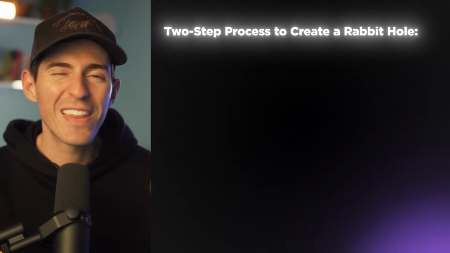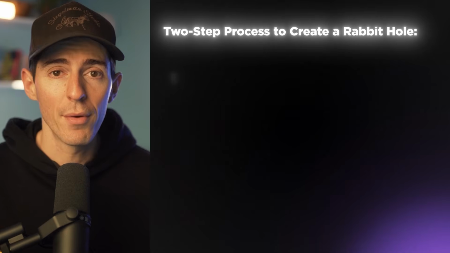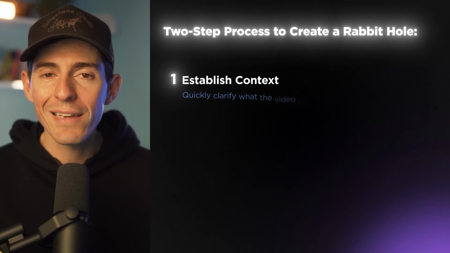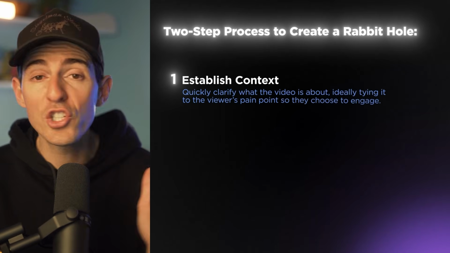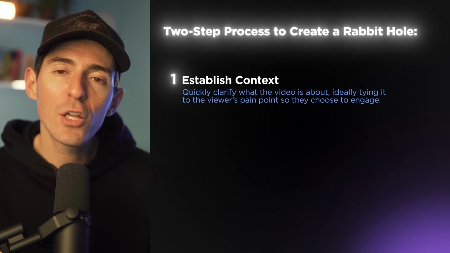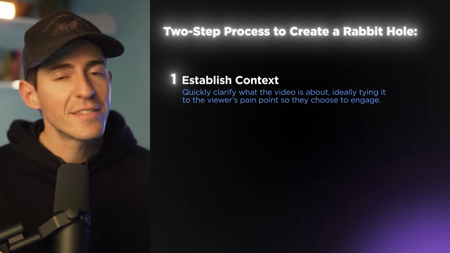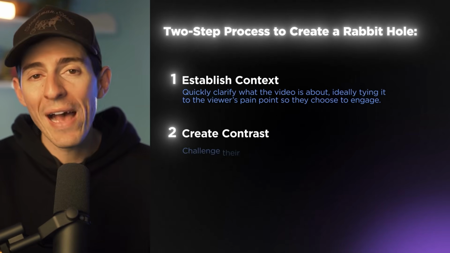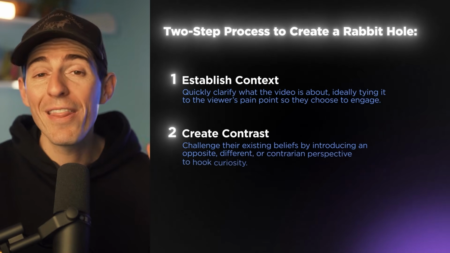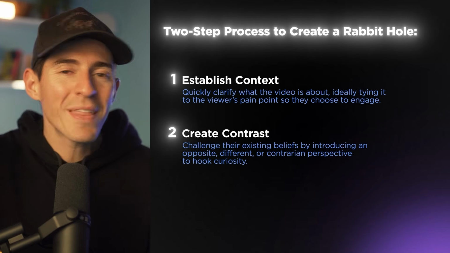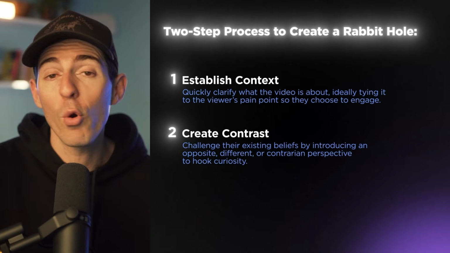But just as a quick summary, the hook has to induce a curiosity loop for the viewer. Think of this like a rabbit hole that they have to dive down. And here's the 2-step process for the easiest way to create this rabbit hole. First, you want to quickly establish context on what the video is about, so the viewer can choose to opt in. Ideally, this includes whatever pain point you're targeting. Second, you want to create some contrast moment, typically by comparing what they already believe on the topic with something else that's the opposite or different or contrarian.